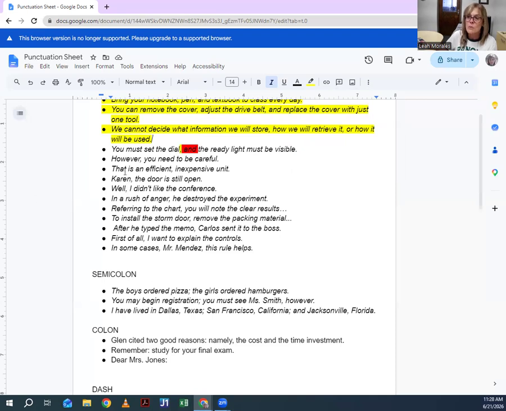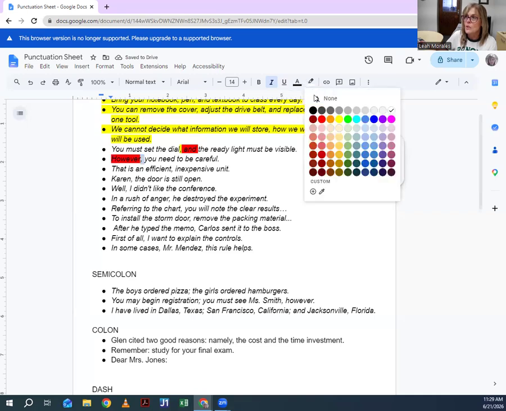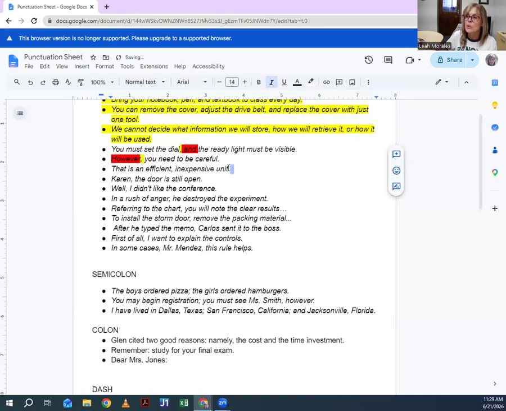Now we have these words that we learned are called conjunctive adverbs. However, therefore, consequently, moreover, these type of words. However, you always need a comma after one of those words. However, comma, you need to be careful, okay?